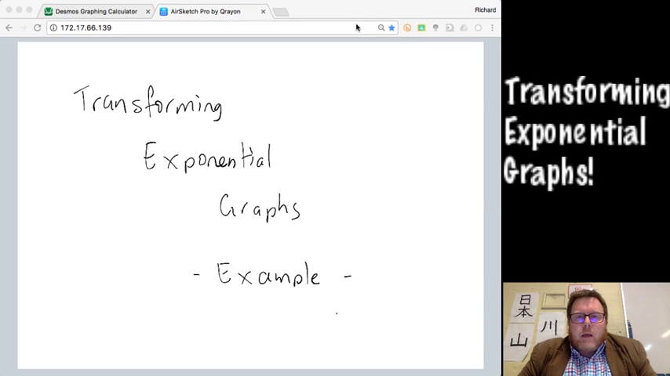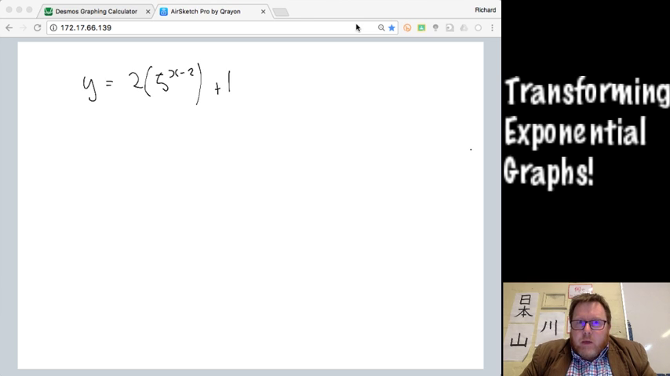Hi guys, this is the third video, and in this video we're going to look at transforming an exponential function example. So last video I went through all the different transformations that could occur. Now let's have a look at an example. So this example here is y equals 2 times 5 to the power of x minus 2 plus 1.